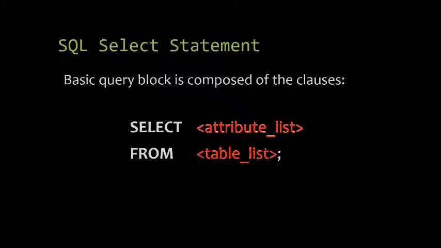Some database systems require a semicolon at the end of each SQL statement. Semicolon is the standard way to separate each SQL statement in database systems that allow more than one SQL statement to be executed in the same call to the server.